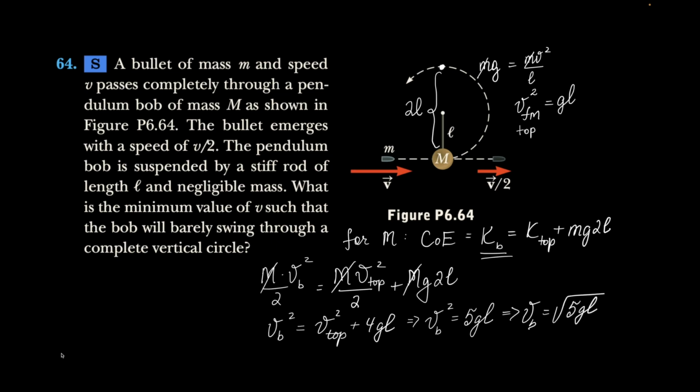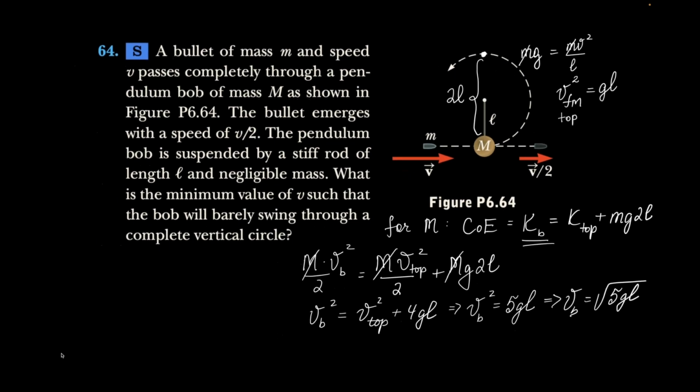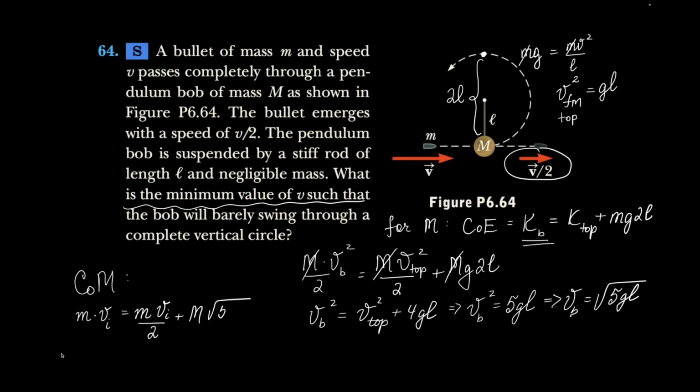From there, I'm rolling back to conservation of momentum for this collision. So conservation of momentum for this collision tells me what? It tells me that the mass of the bullet times initial velocity of the bullet, which is what I'm after, equals little mass. And it says that after the collision, it has half of that. So I'm going to use that plus big M, and then my velocity at the bottom is root of 5gl.